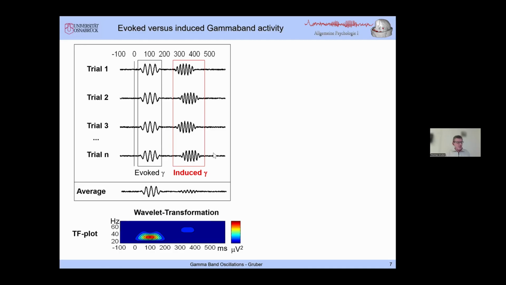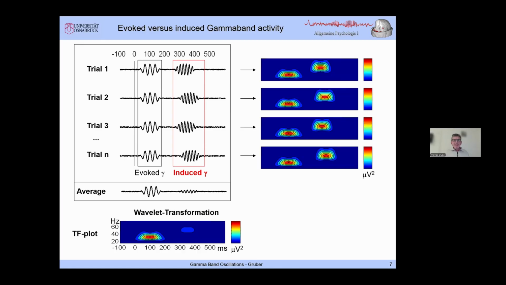So one usually does in this research field, if you look at oscillations in the human brain, you don't average in the time domain, but you transform each single trial into the frequency domain. And then next, you average the signal not in the time domain, but in the frequency domain.